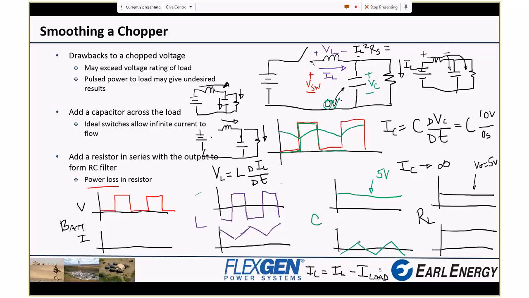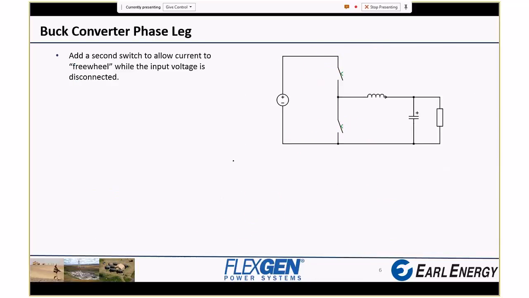I do believe I meant to do all these on the next slide, but you've already had the benefit of it. So what we end up doing is, this is the switch we showed earlier, and we end up adding a second switch so that the current in the inductor has somewhere to go when the top switch is off.